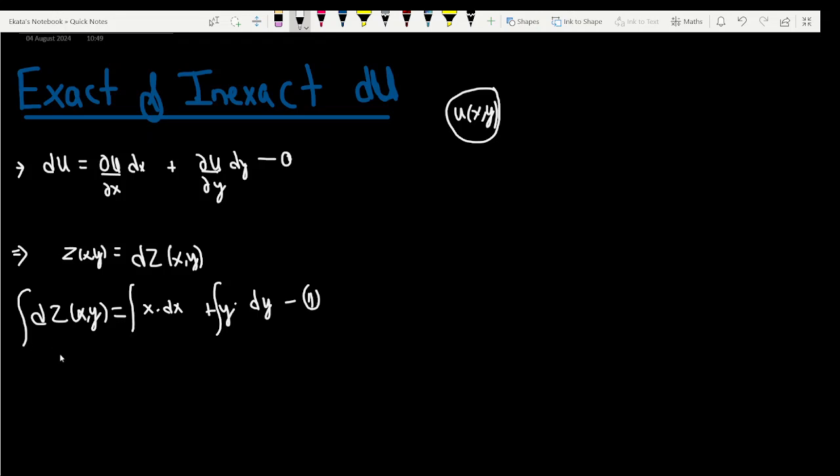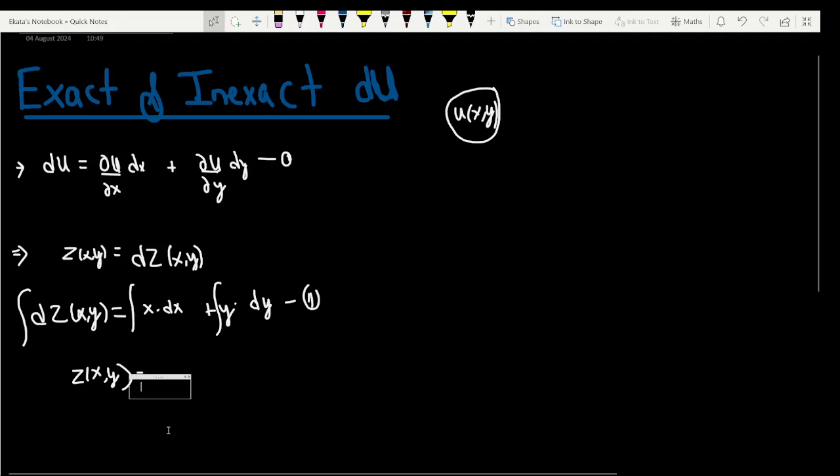It means the integration of this will be z(x, y) equals, here, the integral of x dx, and here the integral of y dy. So there is a small mistake while defining the differential: here it should be x dx plus y dy, so I will interchange this.